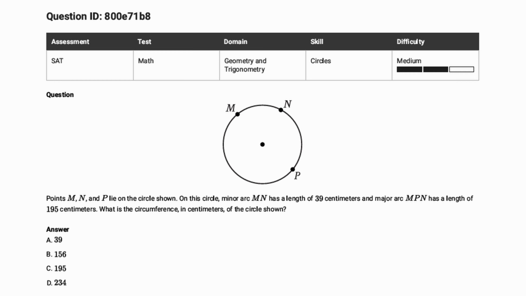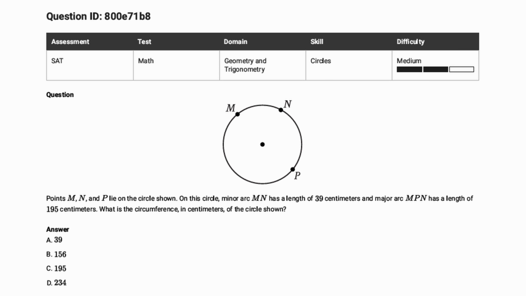All right, so we can see that MN is this part of the circle and MPN is the entire rest of the circle. The reason that it doesn't go the other way is because it says MPN. If it went the other way, it would be MNP. So the order matters there.